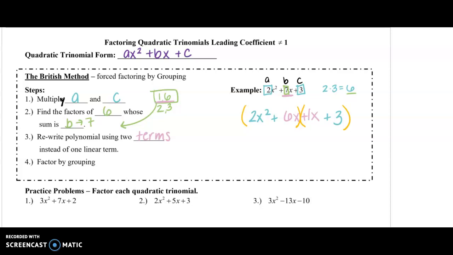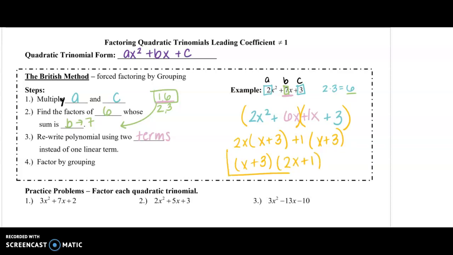So then I can take out a 2x from the first set. I'd be left with x plus 3. I can just take out a 1 in the second set. Remember, if you're just taking out a 1, you still have to write it, and I'm left with x plus 3. So then I would have x plus 3 times 2x plus 1.